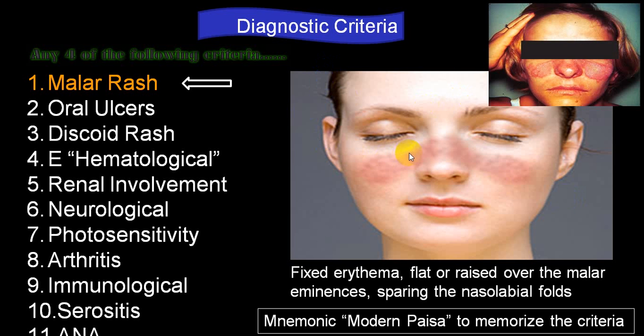So this is the classical malar rash. You can see this malar rash. It is a fixed erythema, flat or raised over the malar eminence, and the nasolabial folds are spared. So it is characteristic. It is described as a butterfly rash.